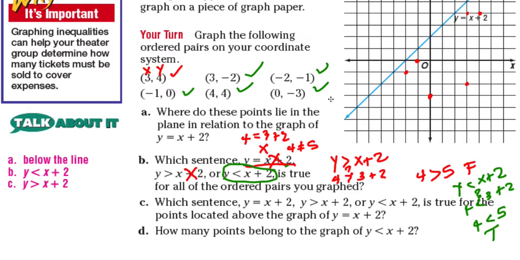Okay, let's recap that. It's simply saying that all these points represent the inequality y less than x plus 2, and all the points above this line will represent the inequality y greater than x plus 2. So how many points belong to the graph of y less than x plus 2? If I simply pick any point on that part of our graph, everything will make it true. So how many is that? That will be an infinite number.